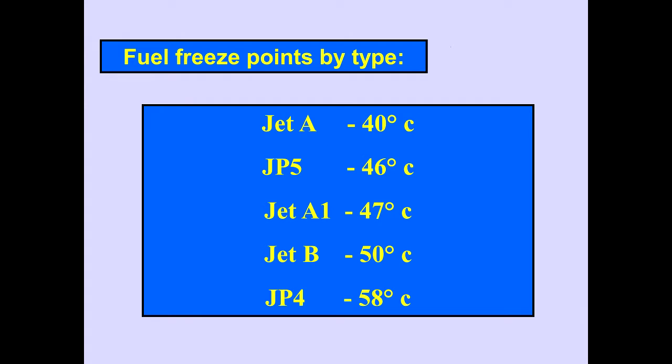temperature. Fuel type freeze points are Jet A minus 40 degrees Celsius, JP5 minus 46 degrees Celsius, Jet A1 minus 47 degrees Celsius, Jet B minus 50 degrees Celsius, JP4 minus 58 degrees Celsius. This information is found in your Flight Handbook 15.20.15 or the Boeing Flight Crew Training Manual 3.6.